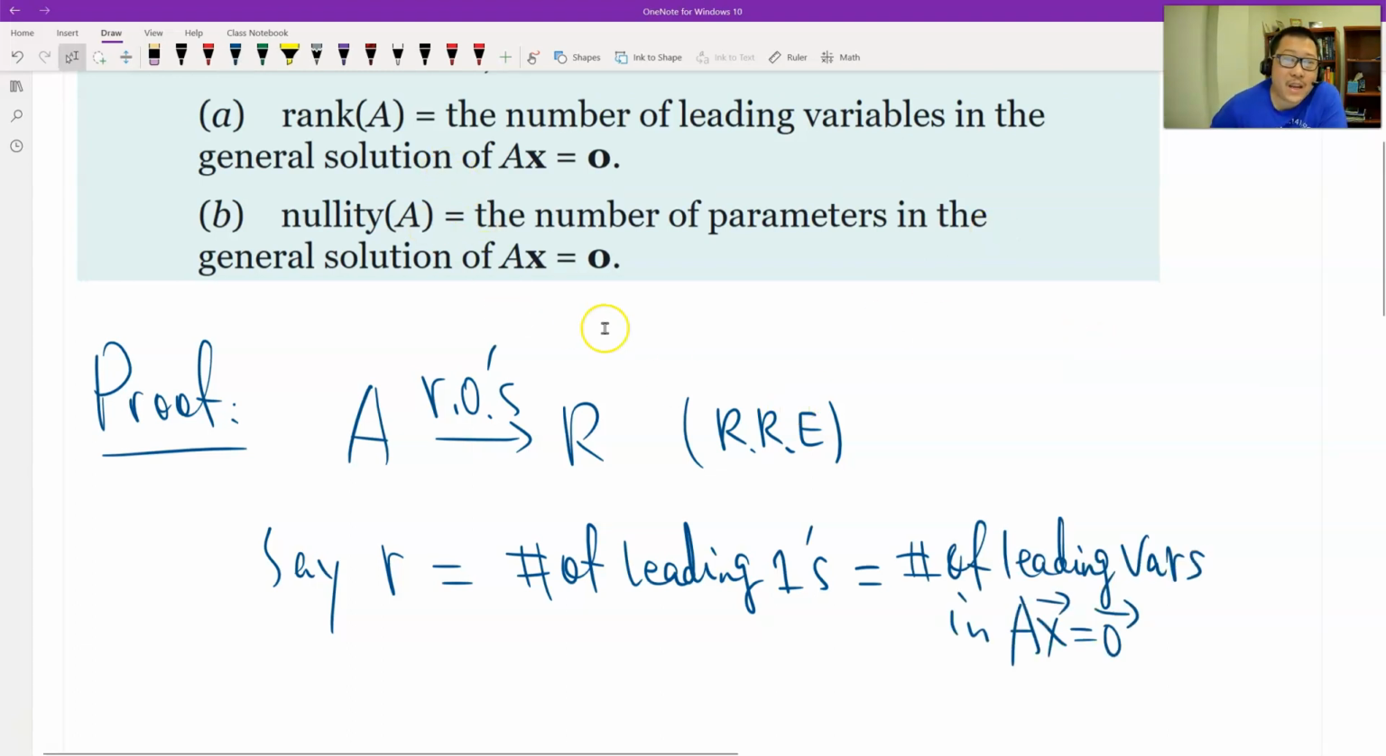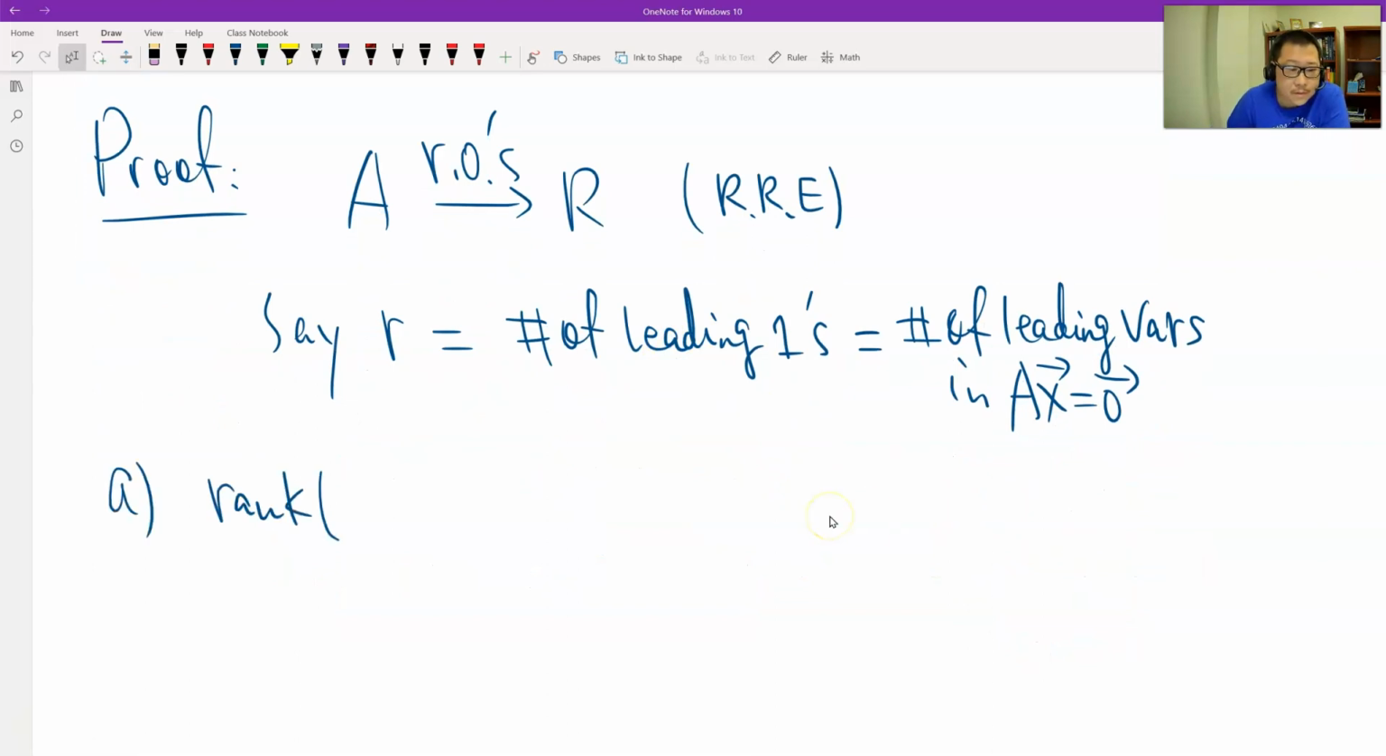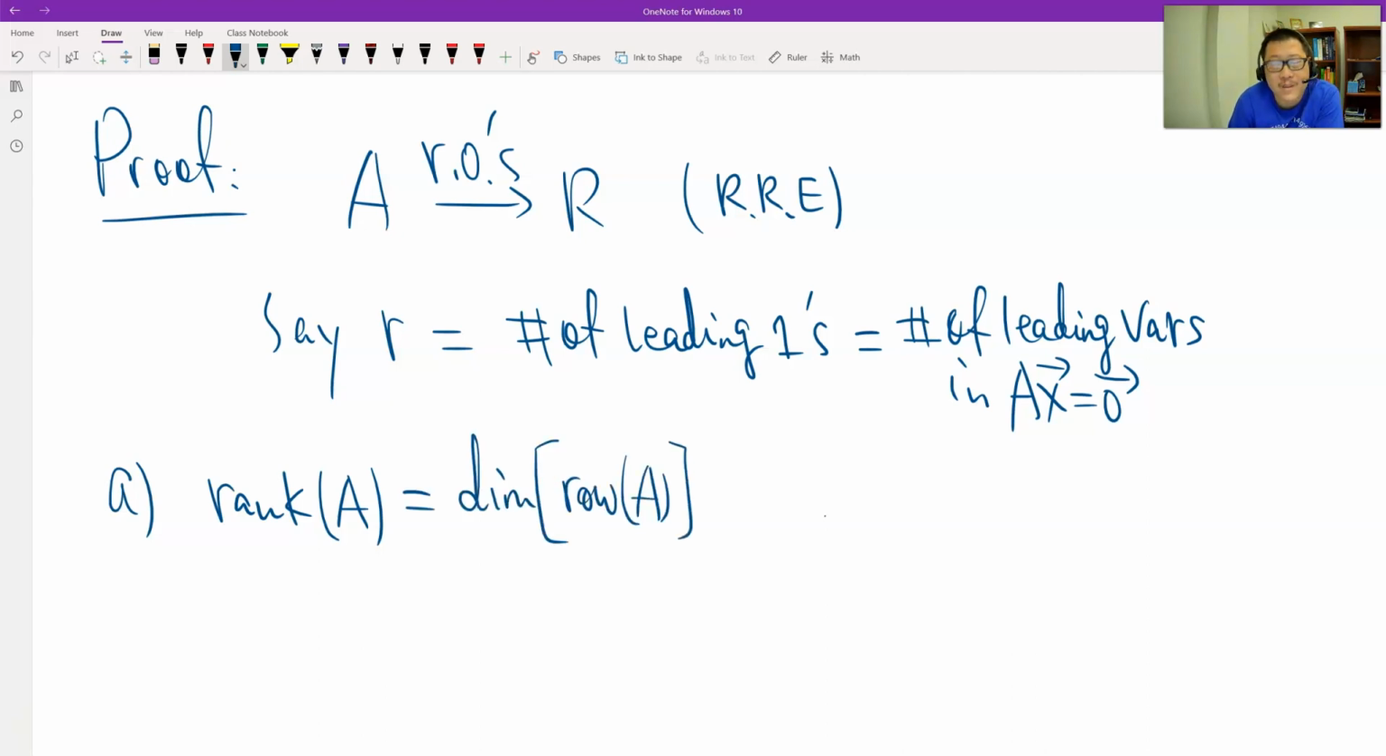And then we can look at the rank of A. What is the rank? The definition of the rank is the dimension of the row space, or the column space. We use the row space. That's the definition. The row space of A equals the row space of R, because row operations never change the row space. So this is true.